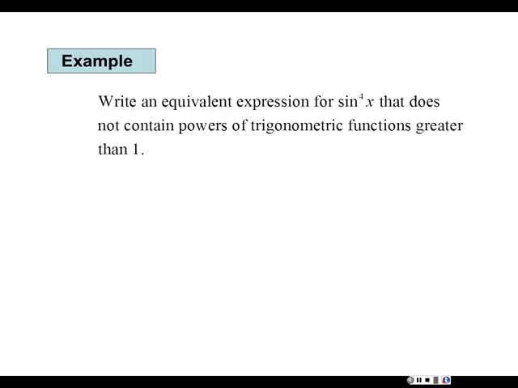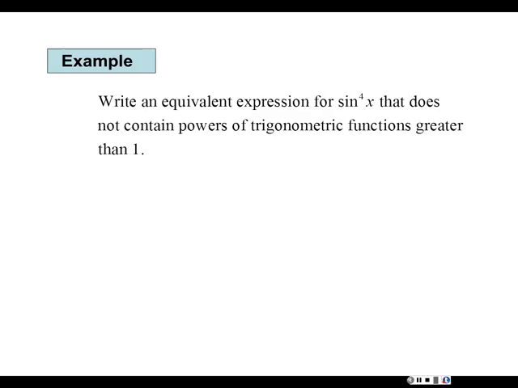For example, this question: write an equivalent expression for sine to the power 4 x. Remember, we are talking about the reduction in the power, and here sine to the power 4 has a huge power. The question is asking whether you can write sine to the power 4 x as an equivalent expression that does not contain powers of trigonometric functions greater than 1. What does it mean? You will write it in another expression where there may be sine, cosine, tangent, something else, but none of the trigonometric functions will have a power more than 1. They will look like cosine theta, sine theta, tangent theta, but no tangent square, no sine square, no sine cube, no sine to the power 4.